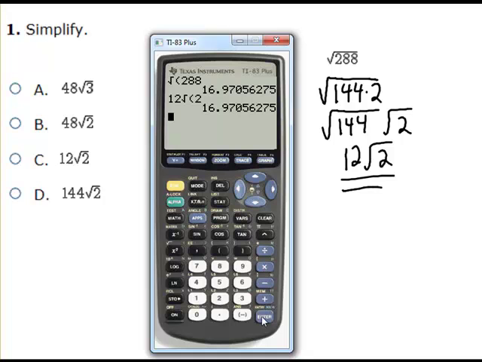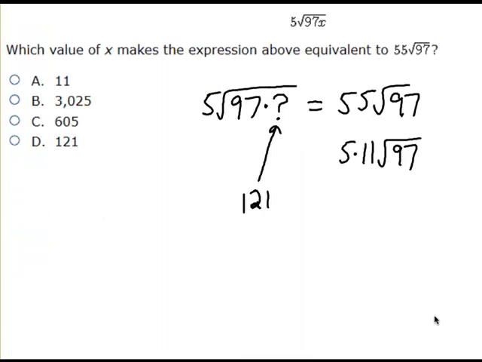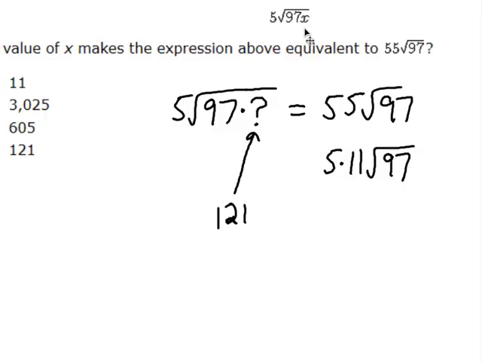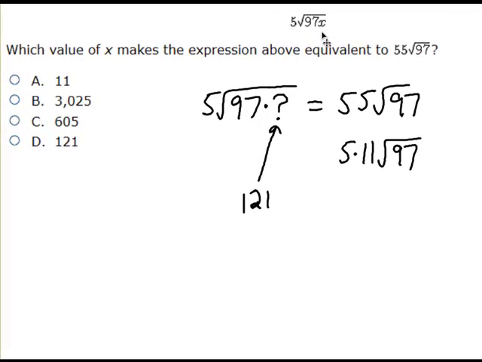Okay, here's another problem involving square roots. This time I need to find the value that I need to replace the x with so that my original problem, 5 root 97 times some number, is equivalent to 55 root 97. So again, as a backup, if you have no idea how to actually do this problem, you can see the work of what I can do without a calculator to know the answer.